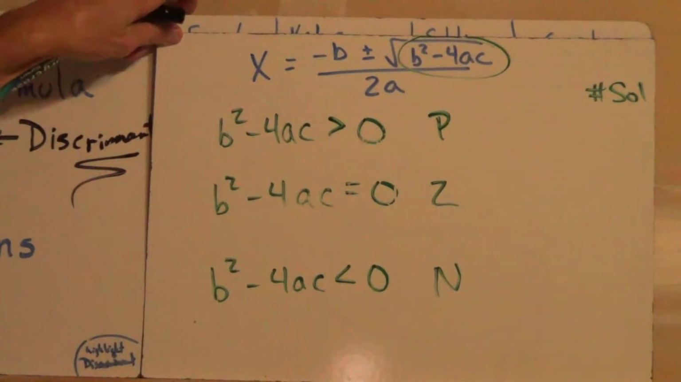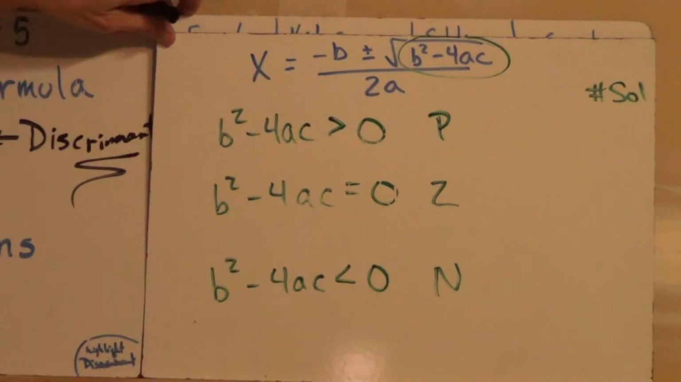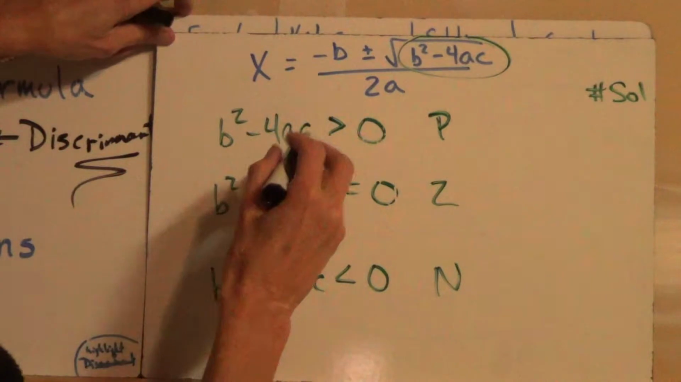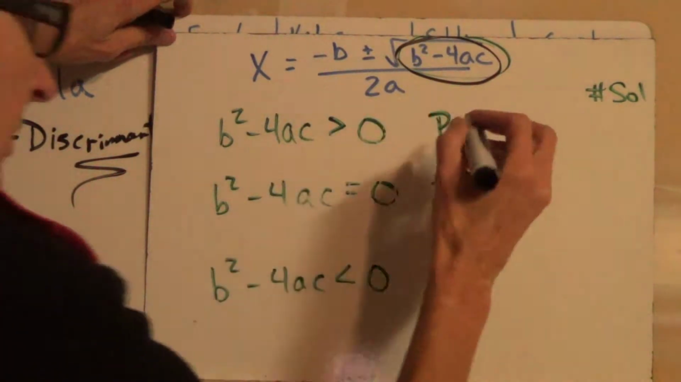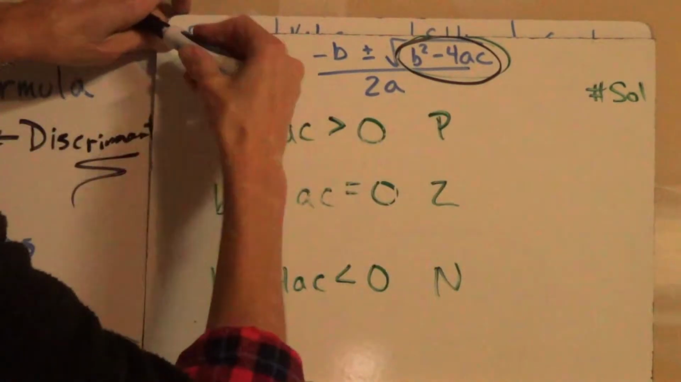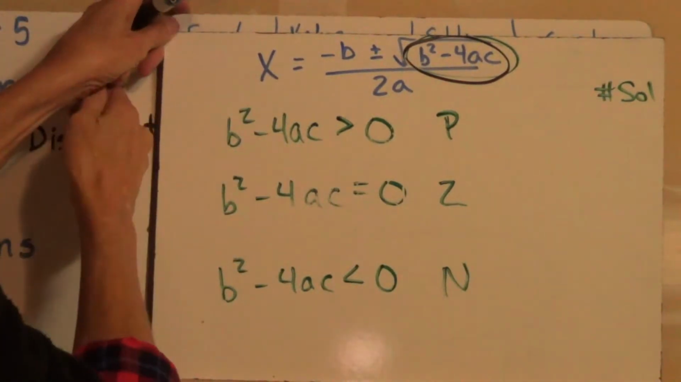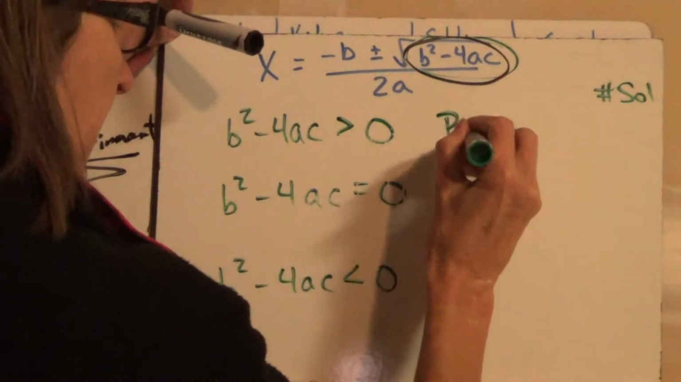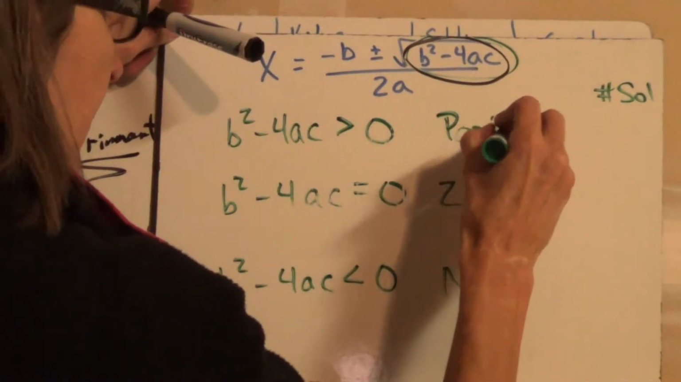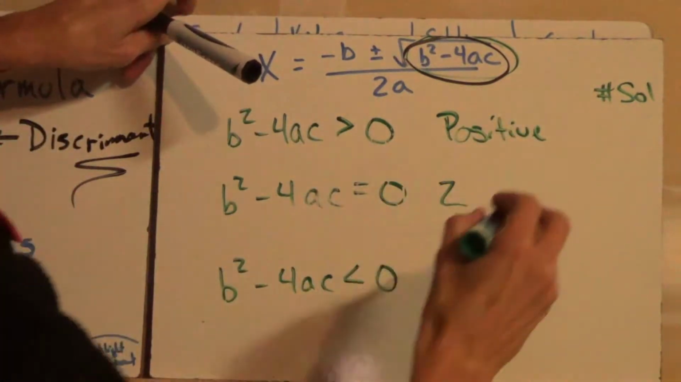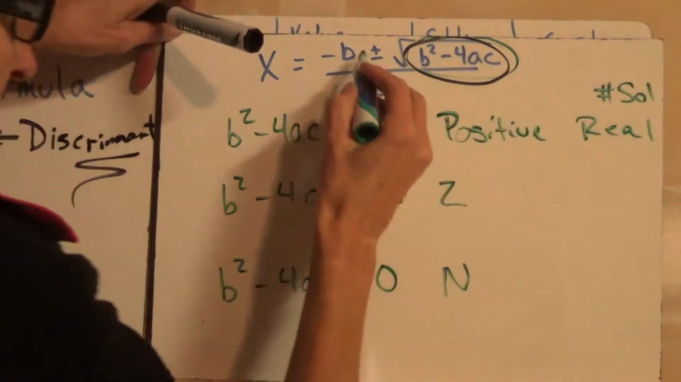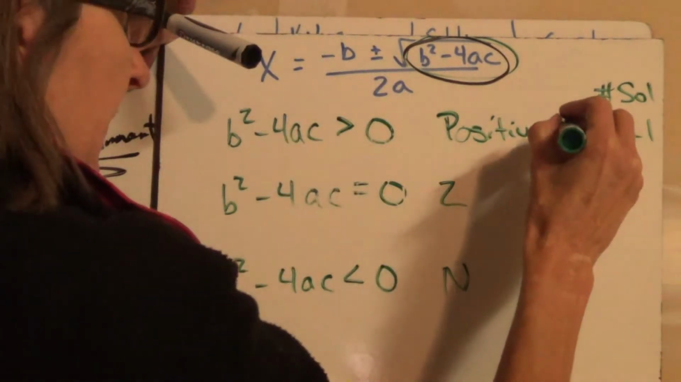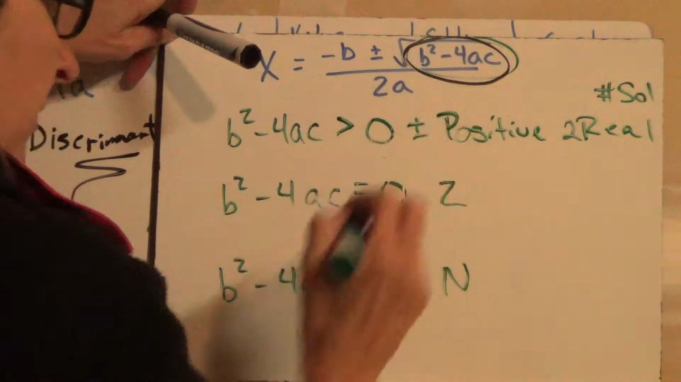Okay, so if we look at that discriminant, b squared minus 4ac, and it's greater than 0, it's positive, that tells us it's not an imaginary number. So our number of solutions would be real, and because of the plus or minus out front, it would be 2 real, because it would be a plus or minus positive number.